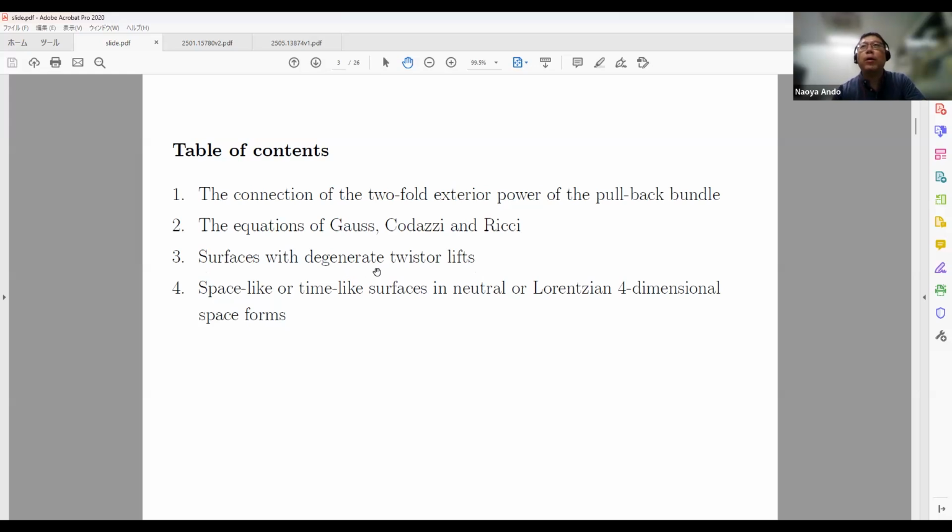The degeneracy of the twistor lifts on a surface is equivalent to that the surface satisfies the two conditions. Condition 1, the curvature of the surface with respect to the induced metric is identically equal to the constant sectional curvature of the space. Condition 2, the normal connection is flat. In section 4, I will explain space-like or time-like surfaces in neutral or Lorentzian four-dimensional space forms.